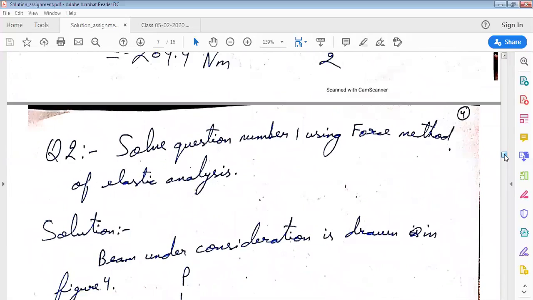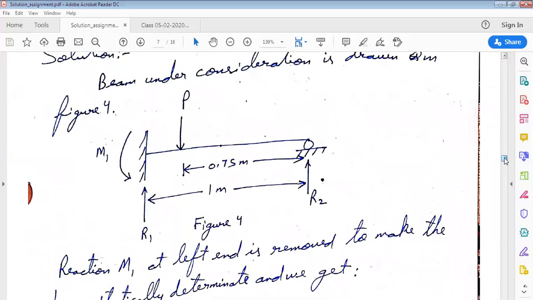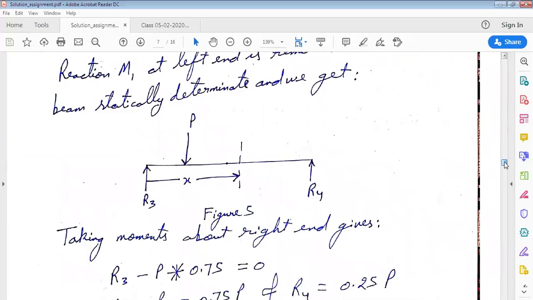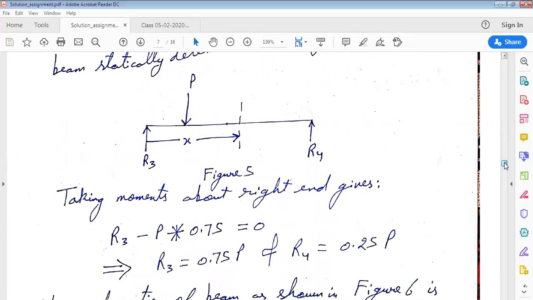Now let us solve this question again using the force method. This is the original configuration. This is statically indeterminate. To solve it through the force method, first of all, we will make it determinate by removing the reaction M1. So if reaction M1 is removed, we get this beam, which is simply supported. Here we can see from our equations of statics, R3 equal to 0.75P and R4 equal to 0.25P.